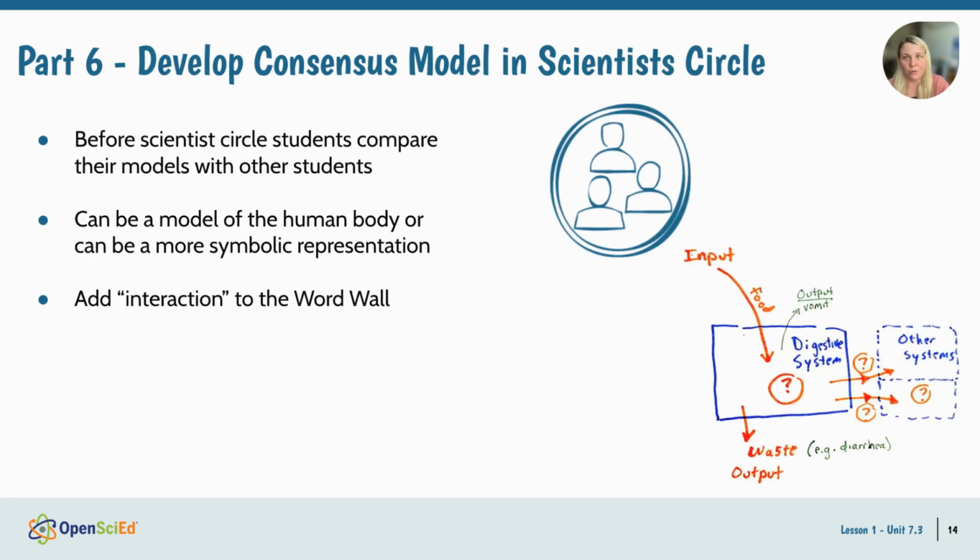At the start of day 2, during part 6, the students are asked to move to scientist circle again to create their class consensus model. The way this model looks can be different from one class to another.